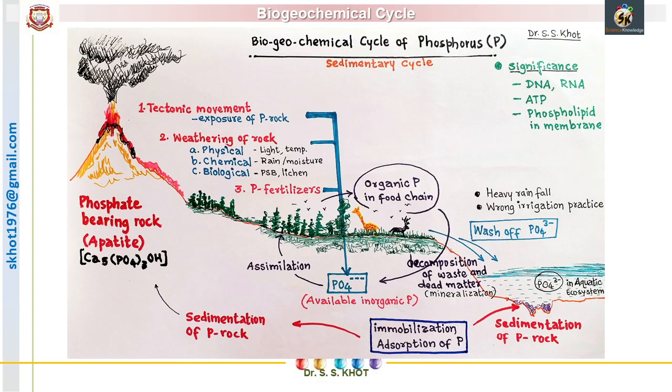The cyclic movement of phosphorus between the biosphere and geosphere is called the biogeochemical cycle of phosphorus. This is an example of a sedimentary cycle. In this figure, the entire biogeochemical cycle is shown. Let us discuss step by step.